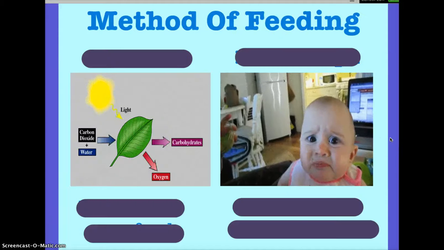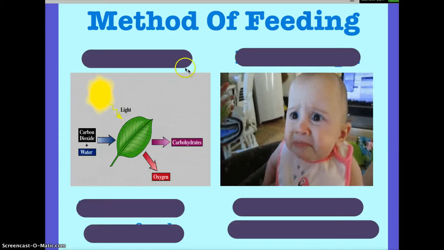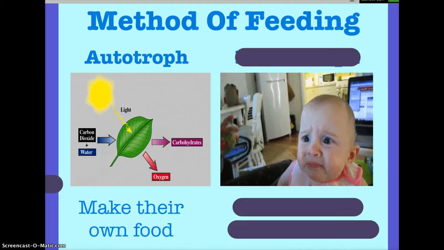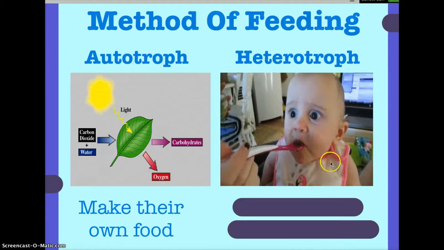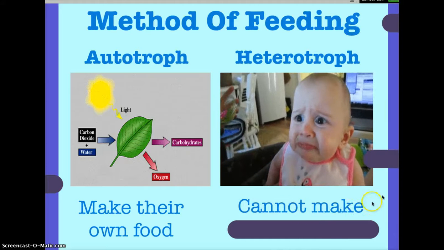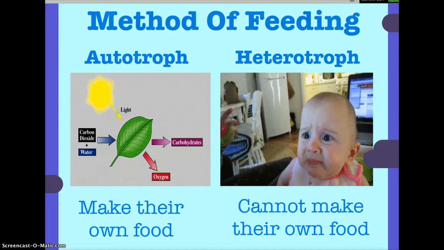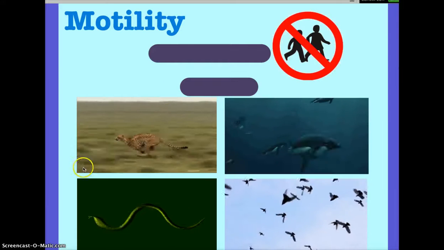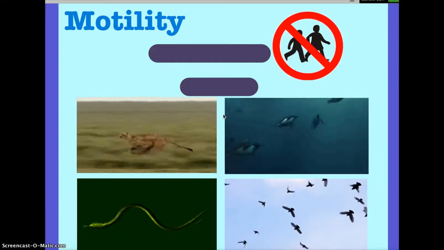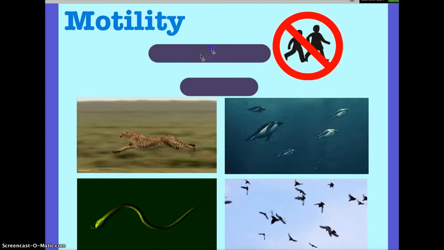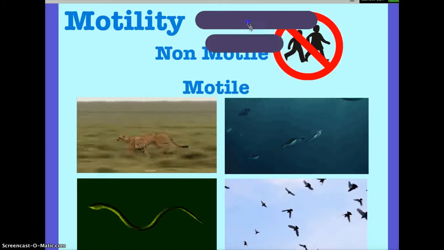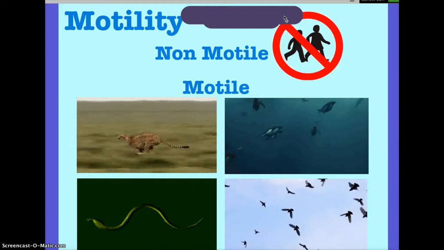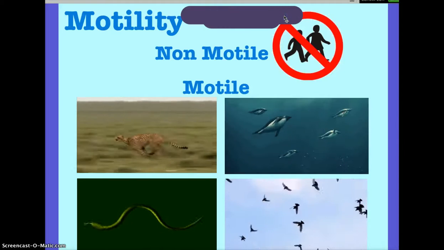Then we look at method of feeding. Autotroph means what? Makes their own food. And heterotrophs consume. They cannot make their own food. They must consume. The last characteristic is motility, which means movement. Many organisms cannot move, so they're non-motile, but most can. Remember that when we studied the characteristics of life, movement was not one of them.